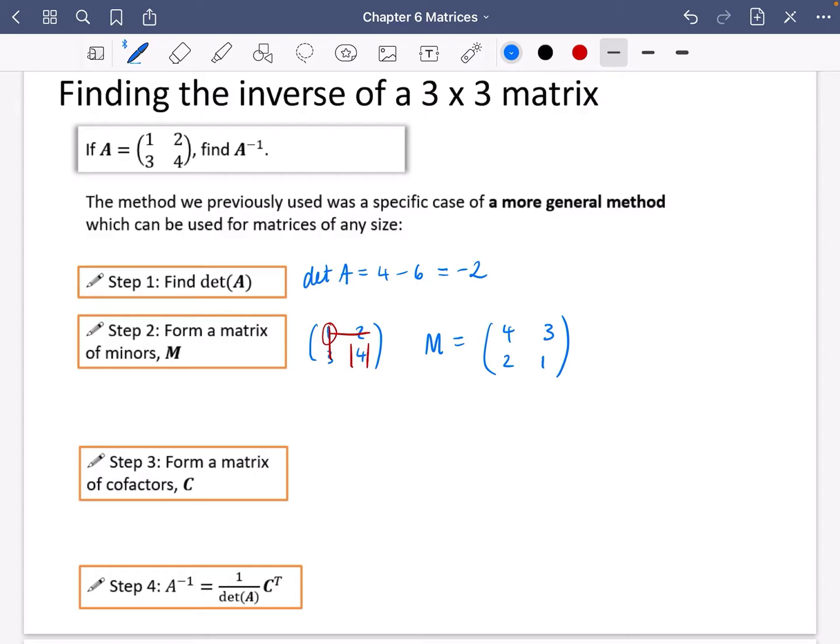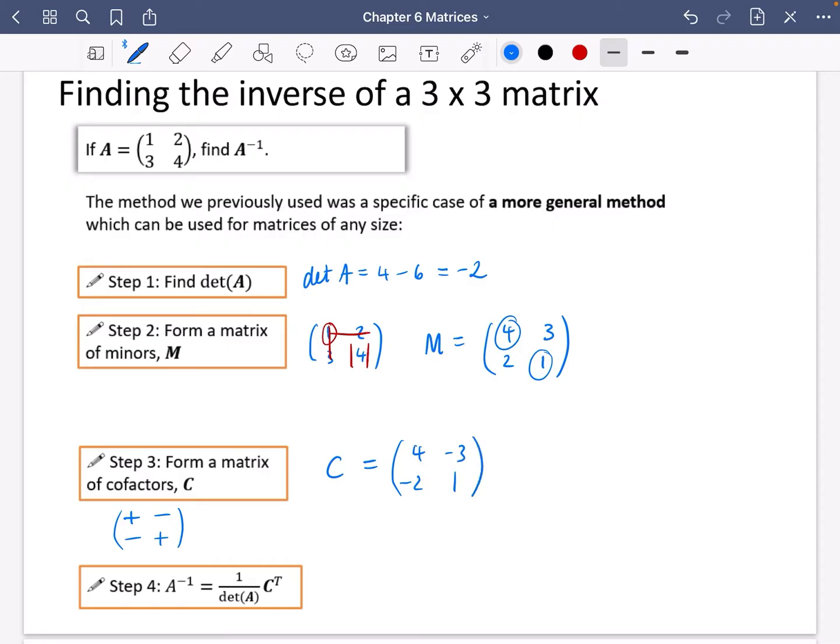The third step is to form a matrix of cofactors. A matrix of cofactors is where you take the elements and make them follow a pattern that starts with a plus and then alternates: plus minus, and then minus plus. So you take this matrix and apply that pattern so that this one and this one stay the same, and the other two negate. So you're going to have minus 2 and minus 3.